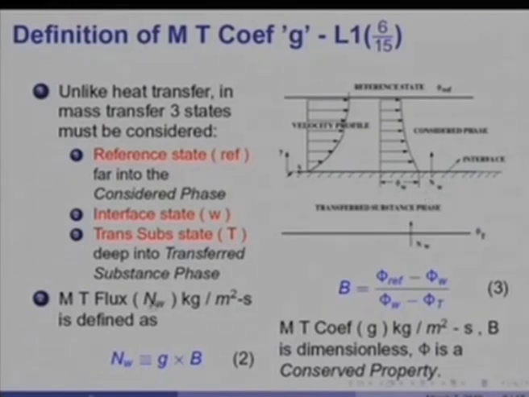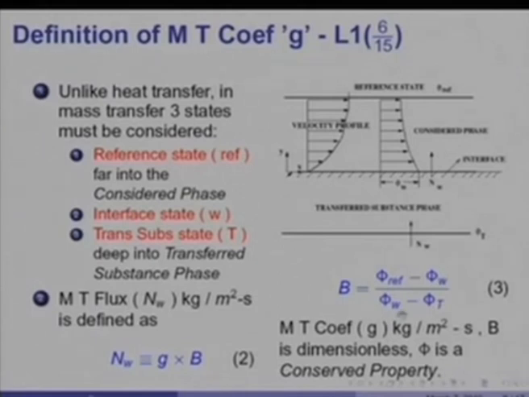The mass transfer flux, and here I use the symbol N suffix W, is again a mass transfer rate m dot per unit area, and therefore has units of kilograms per meter square second, and it will be defined as Nw equal to G multiplied by B, where B is a ratio, a dimensionless quantity comprising any quantity phi at the reference state minus phi at the interface state divided by phi at the interface state minus phi in the transferred substance state.